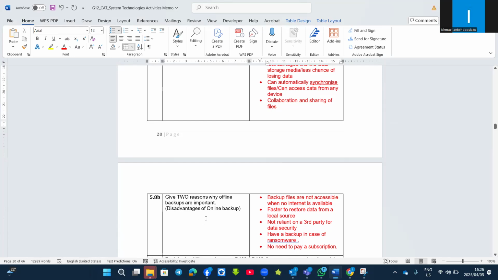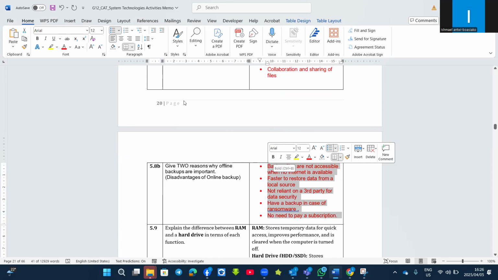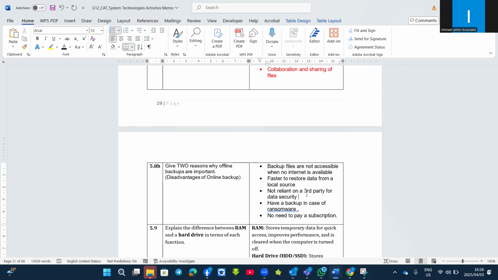5.8b, give 2 reasons why offline backup are important. In other words, this is the negative side. They want the disadvantages of online backup or disadvantages of cloud storage. Now, the first one is backup files are not accessible when you don't have internet. When you save files online and you don't have internet, there's no way that you can get access to your files. Faster to restore data from a local source, not also dependent on third party because of data security issues.